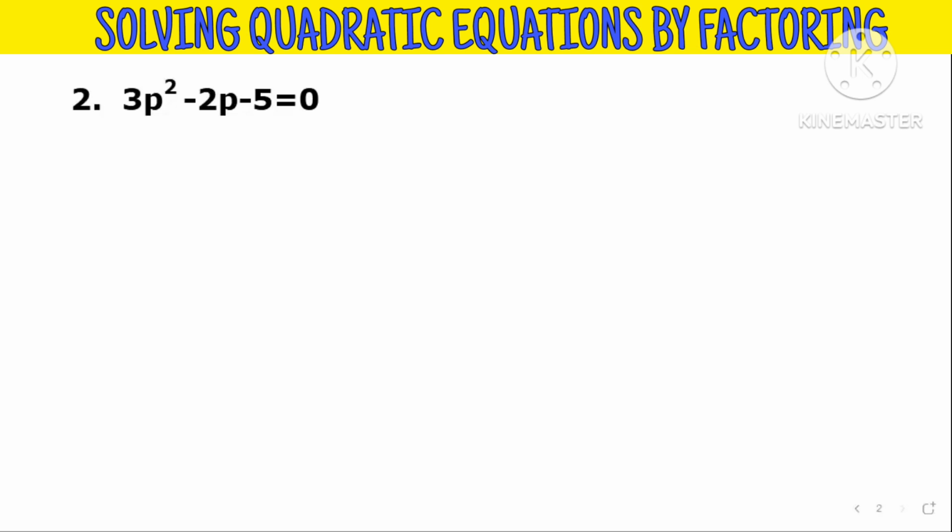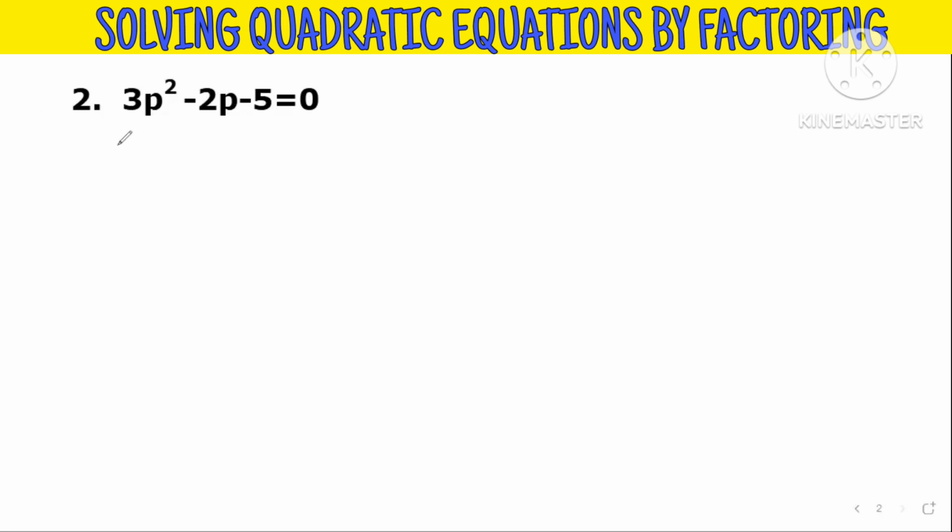Let's have number 2. So, first, do we have a GCF? 3, negative 2, negative 5. Wala na naman tayong GCF. Is this a perfect square trinomial? Hindi rin, because 3 is not a perfect square. So again, let us factor it by trial and error.